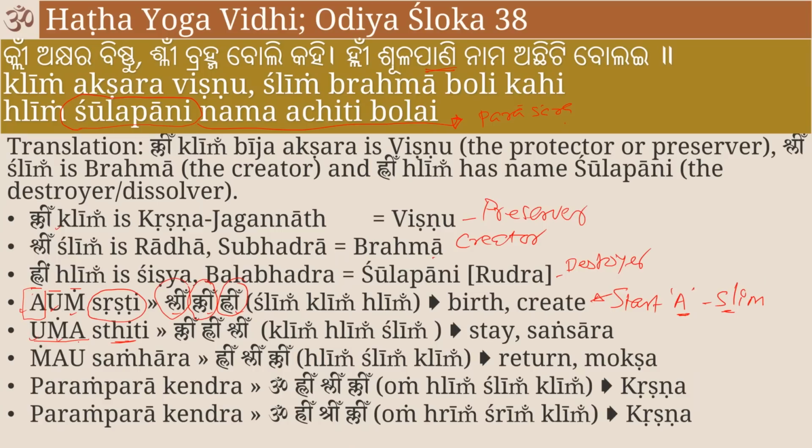O, Ma, A. So first is Vishnu, then Rudra, then Brahma. So Brahma must be at the end. Shlim will be in the end. See, last is Shlim. U or Klim first, and Hlim is in the middle. So this is the order of preserving something you have got, you don't want to lose it. Sansar, you want to stay in this planet.